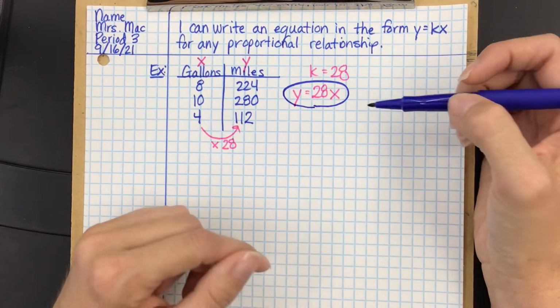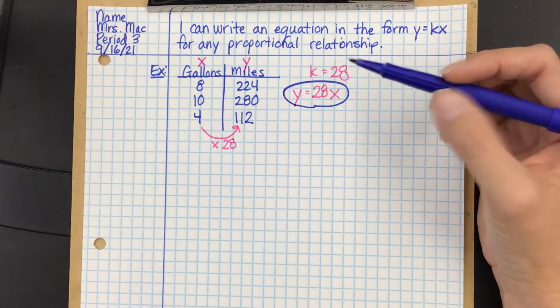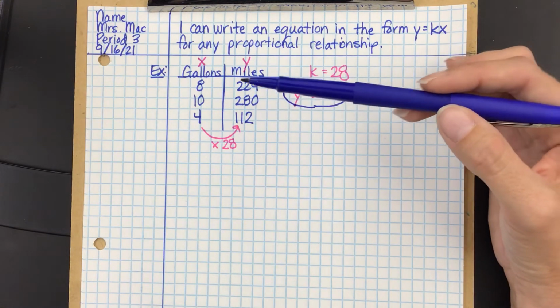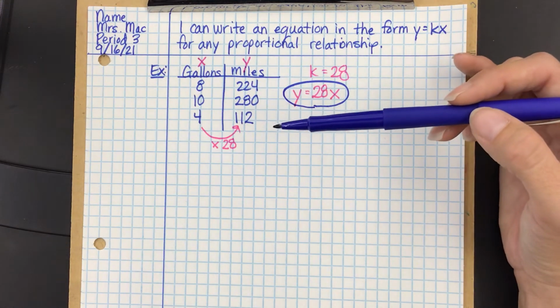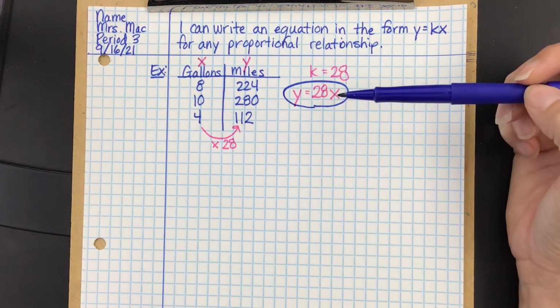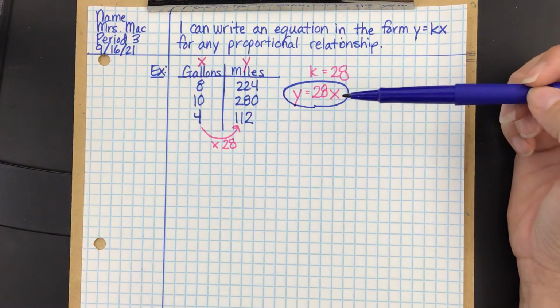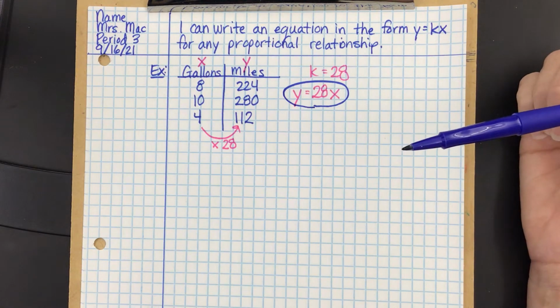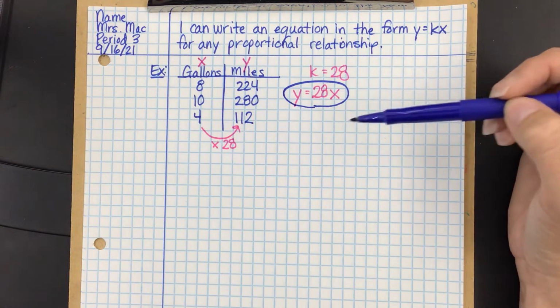Now that we have an equation, we can use this to solve any problems involving this. Let's say this is a car and this is the gas mileage that they're getting, okay? So let's say that you put in 12 gallons of gas. You can multiply by 28 and find out how many miles you can drive with that amount of gasoline, okay? So the equation is super useful.